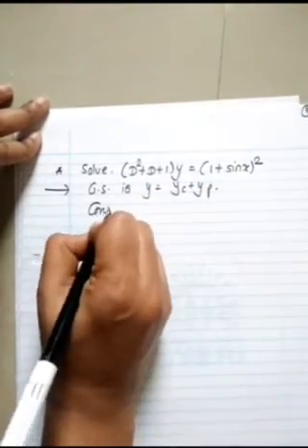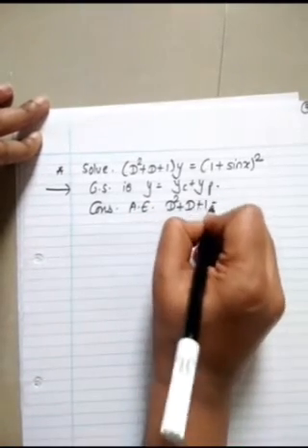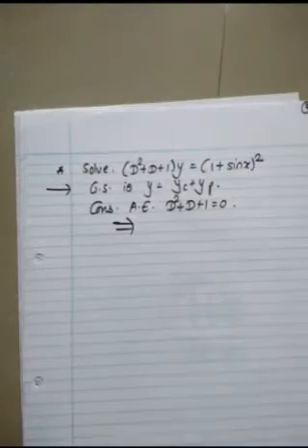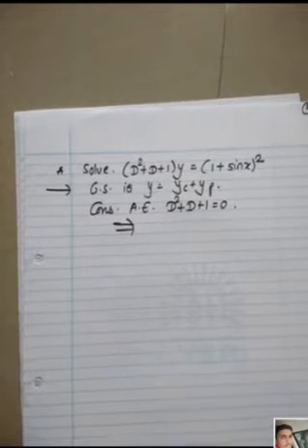Consider the auxiliary equation. D square plus D plus 1 is equal to 0. And find the roots on the calculator now. You'll get it. A is 1, B is 1, and C is 1.